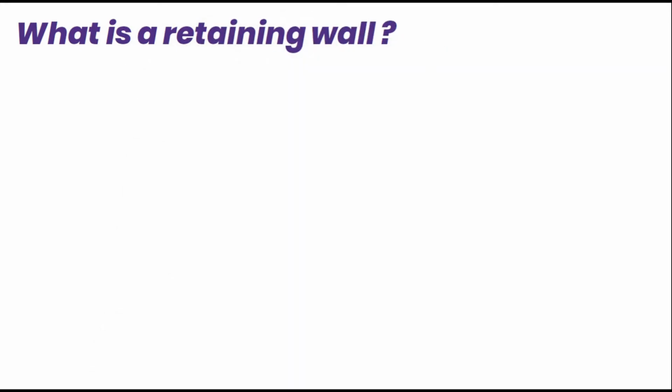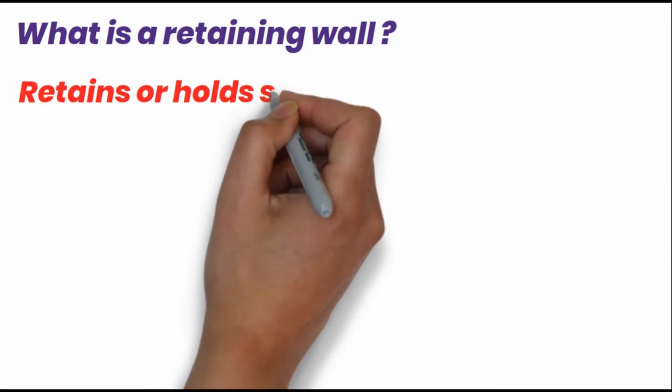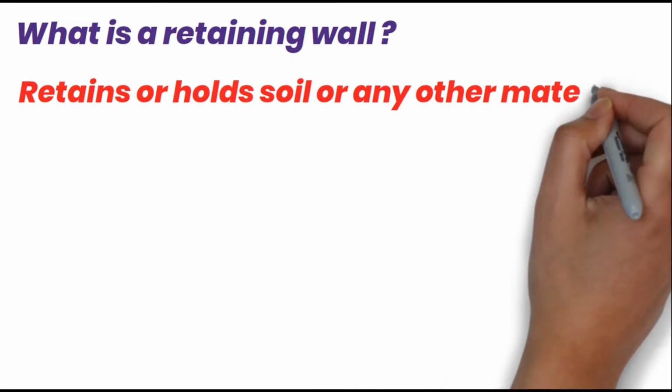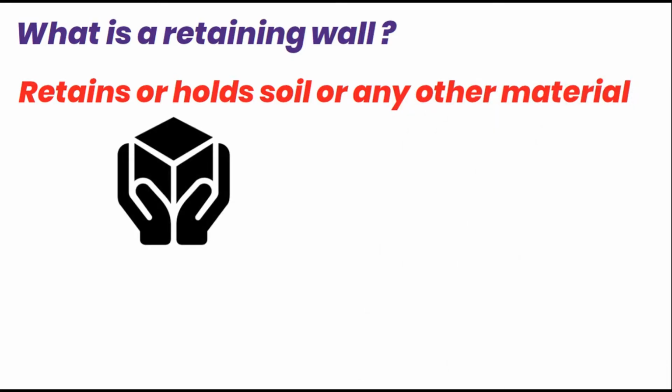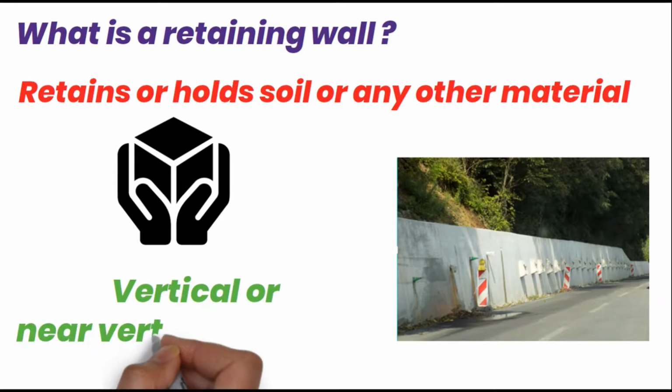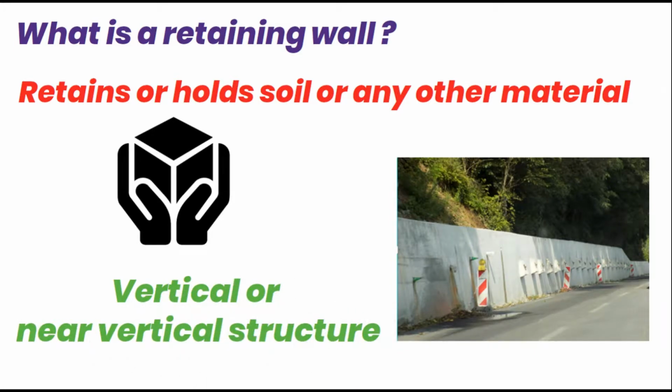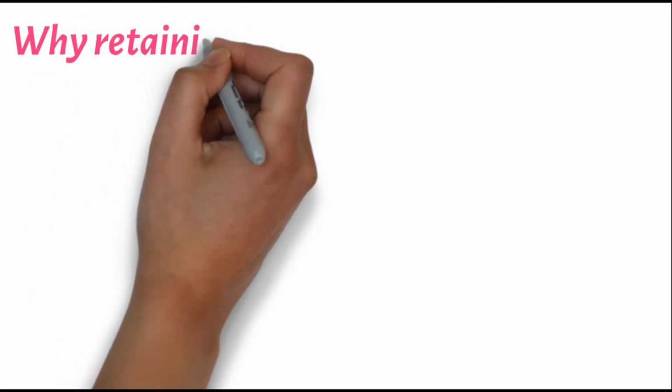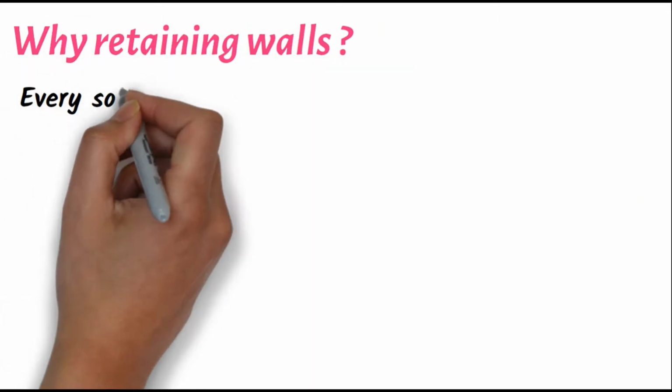What is a retaining wall? It is something that retains or holds soil or any other material. Retaining walls are vertical or near vertical structures, just as shown in this figure. Why do we need a retaining wall?